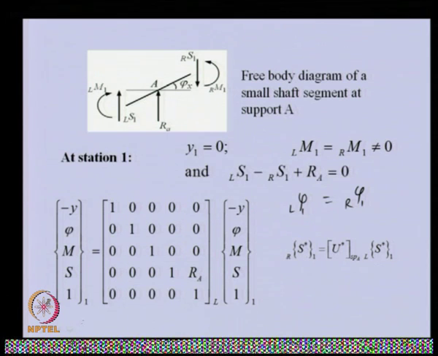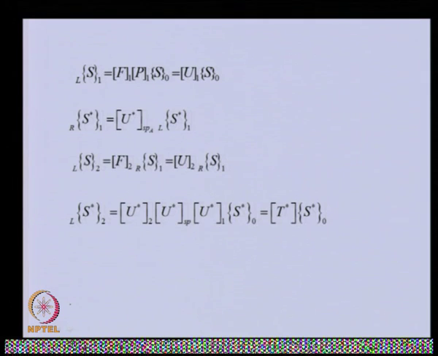Now, coming to the transfer matrices which we developed earlier. First we developed one for segment 1, in which we related stations 0 and 1. Using the support conditions, we developed the relation between the state vector left of 1 and right of 1 of the support, and from the segment 2 shaft, earlier we related the right of 1 state vector to the left of 2 state vector. Now we can combine them. How can we combine them? We can substitute this here.